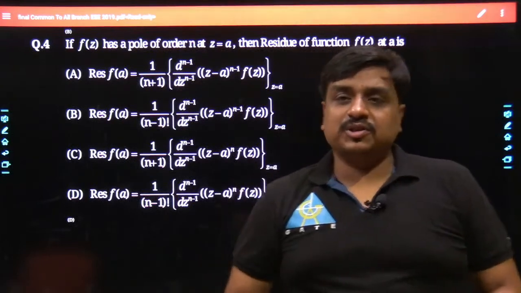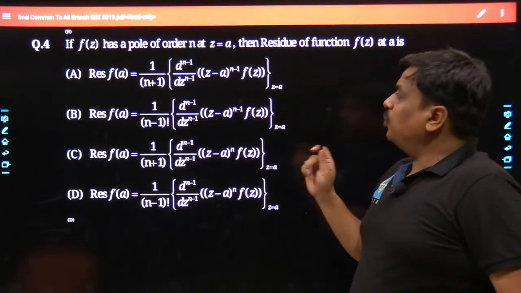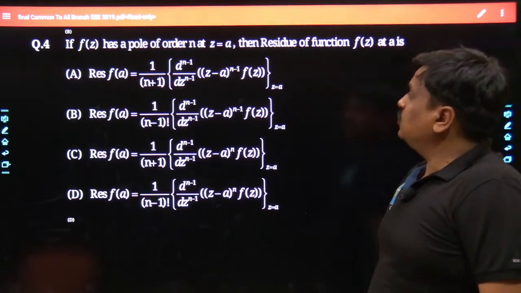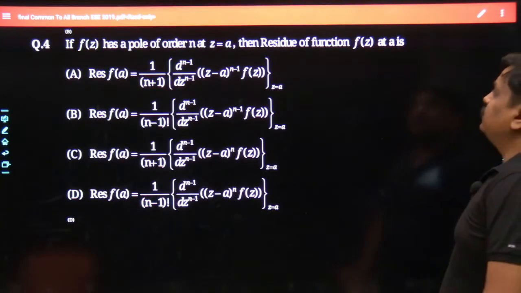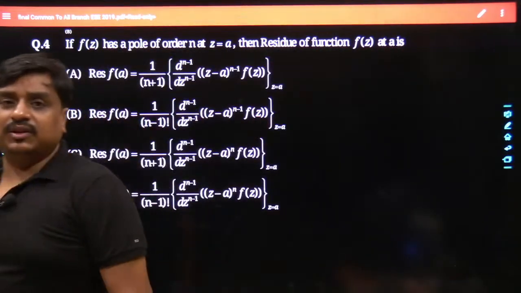Anyways, let me read the question carefully and then we'll smash this problem out. If f of z has a pole of order n at z equals a, then the residue of the function f of z at a is. There were 4 different options attached along with this problem.